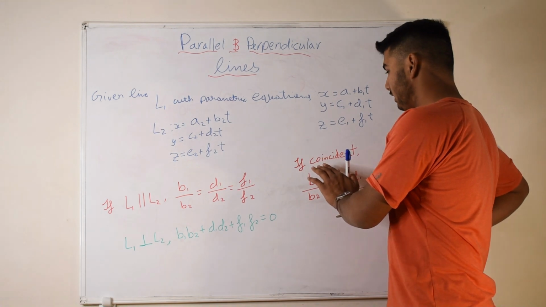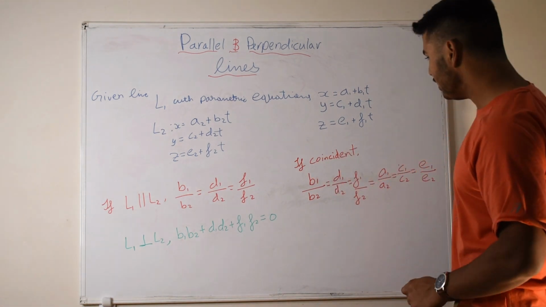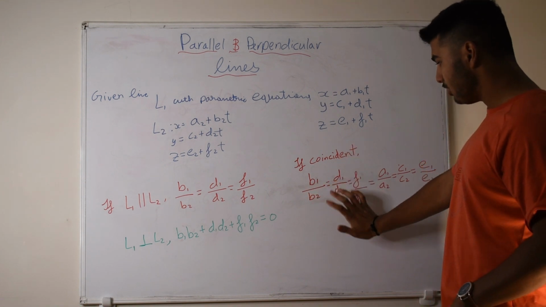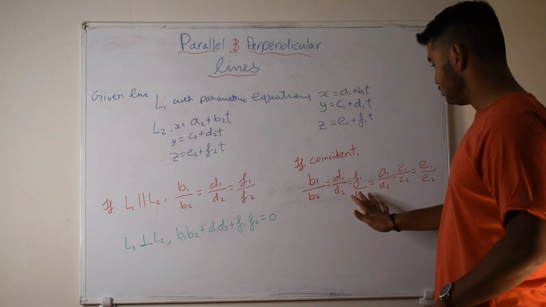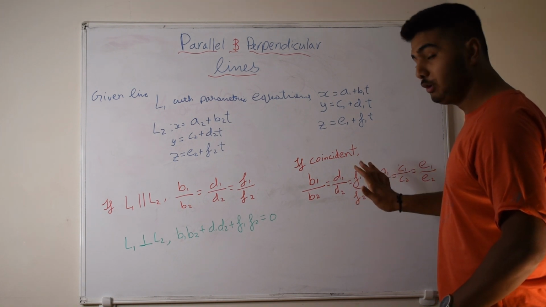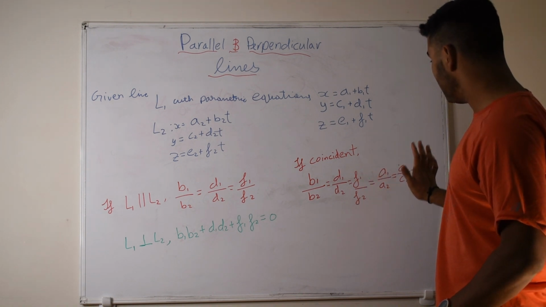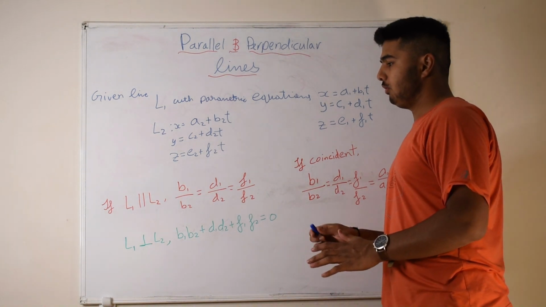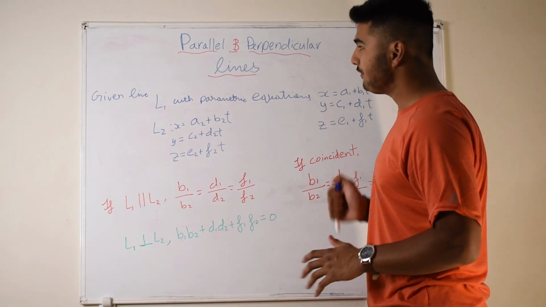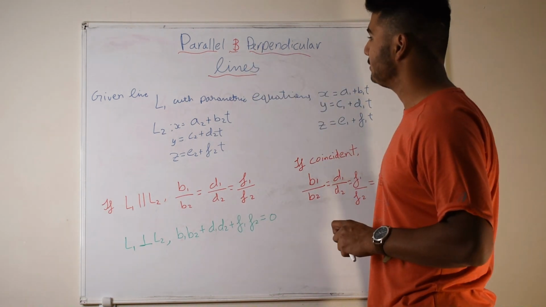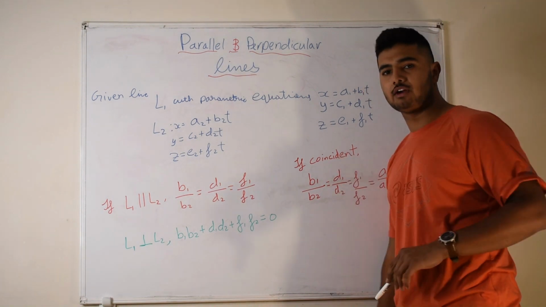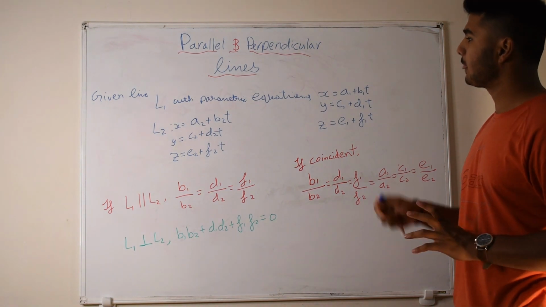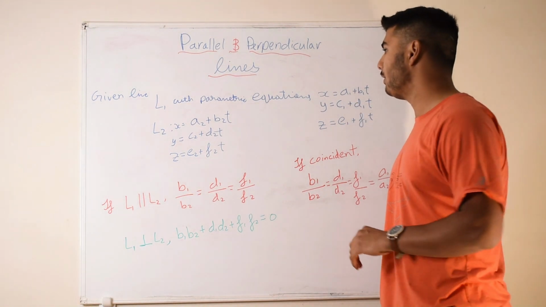And if you want to know if lines are coincident to each other, B1 upon B2 equals D1 upon D2 equals F1 upon F2, which then equals A1 upon A2, C1 upon C2, and E1 upon E2. So, shortcuts have been developed in order to help us with this topic. Relatively straightforward once you get the understanding and get it in your head. So yeah, we'll go into the first example now.